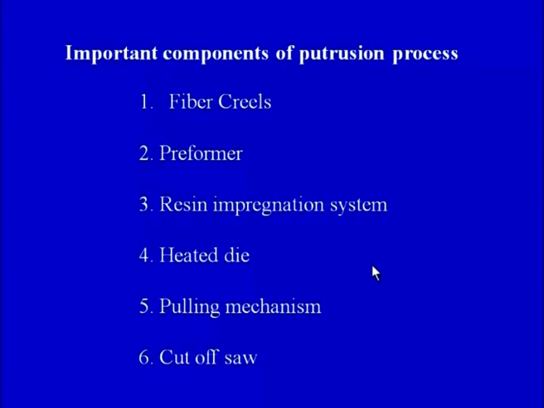Now what are the important components of the pultrusion process? On your screen you can see we have fiber creels, preformer, resin impregnation system, heated die, pulling mechanism and the cut-off saw. So starting from the fiber creels, going through the resin impregnation system, preformer, heated die and the pulling mechanism, and finally the cut-off saw. Depending upon the type of the composite product being developed, the production rate, and the quality desired, we have to design all these important components of the pultrusion system.